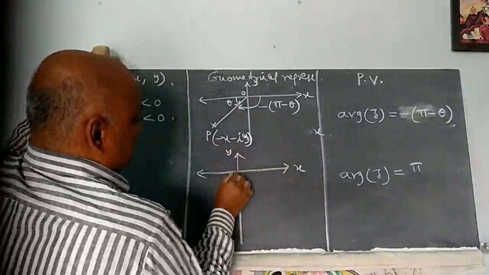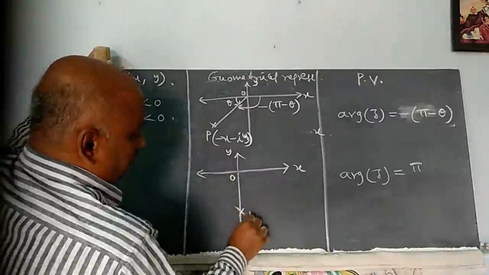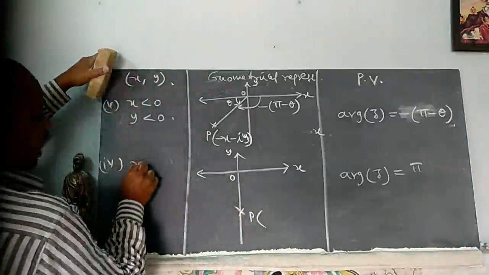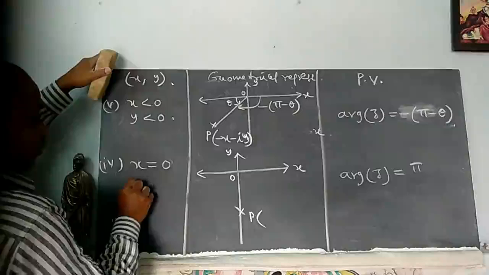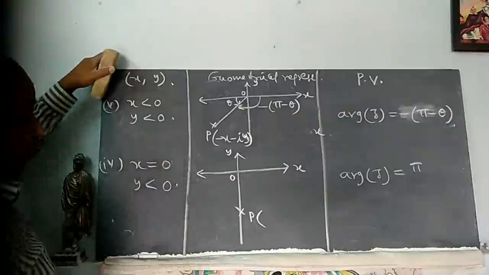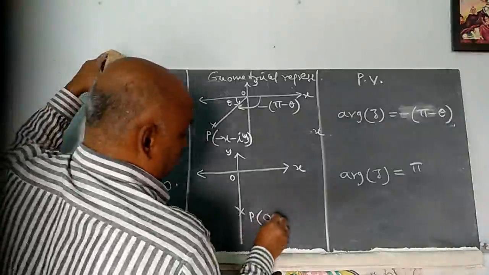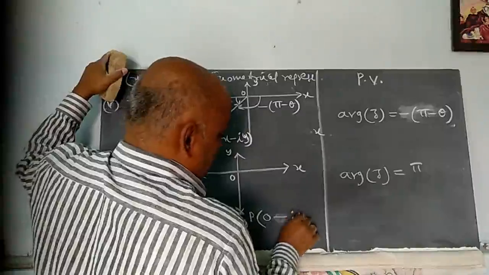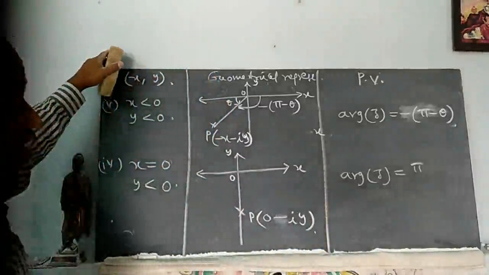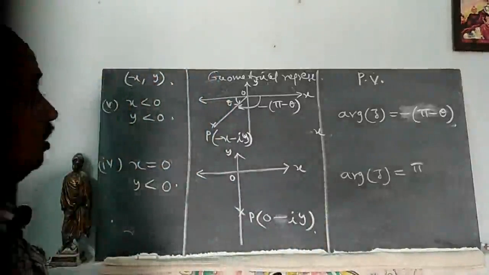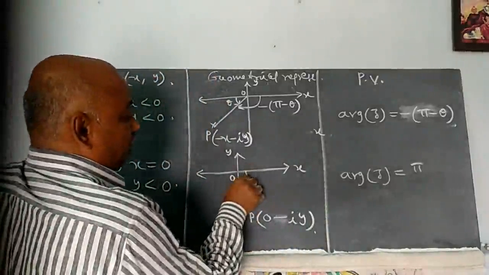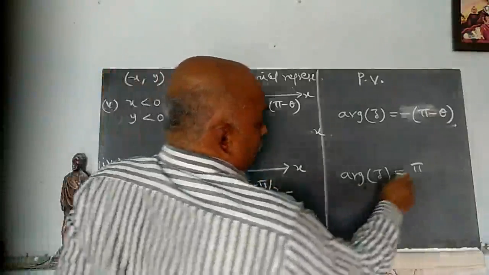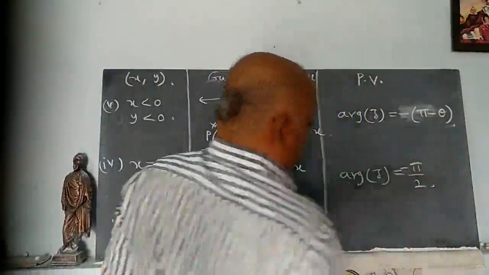X-axis, y-axis, origin. So P lies on the negative y-axis, so x is equal to 0 and y is less than 0. So 0 minus iy. In this case, the principal value of the argument of z is minus pi by 2.